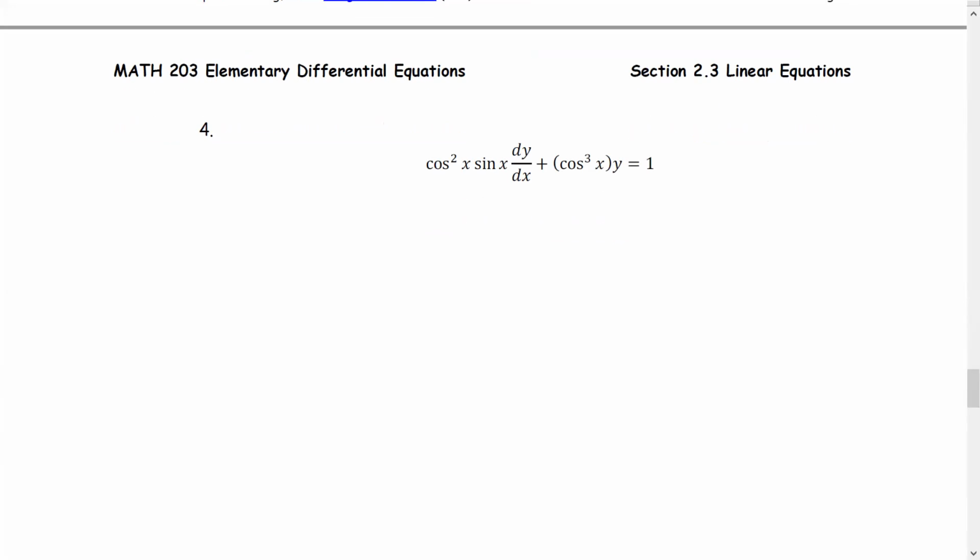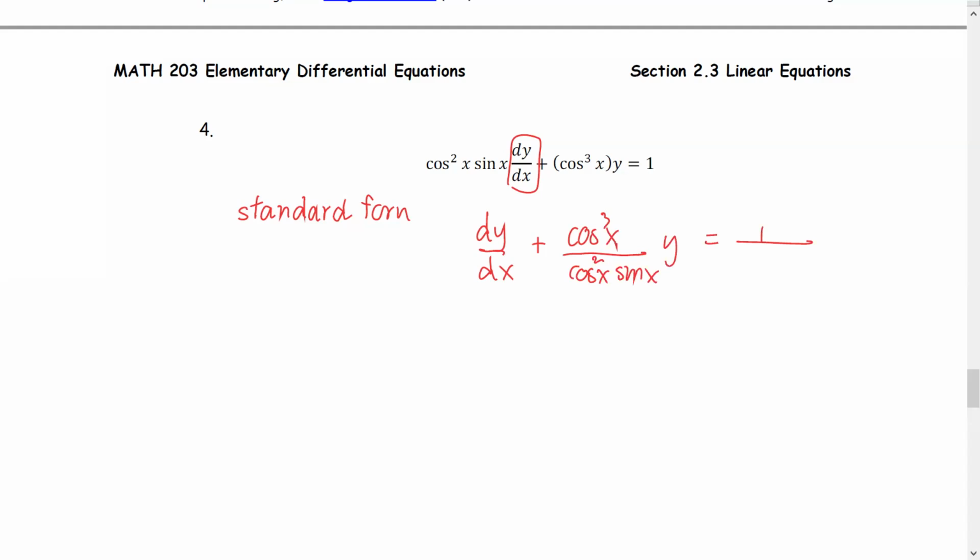All right, for number 4, make sure you write it in the standard form. Standard form means dy/dx by itself. So we're going to write dy/dx plus, dividing all by cosine squared x sine x, so cosine squared x sine x y equals 1 over cosine squared x sine x.